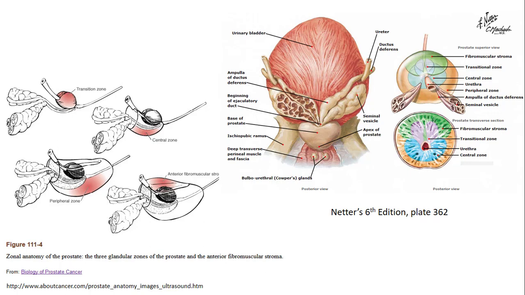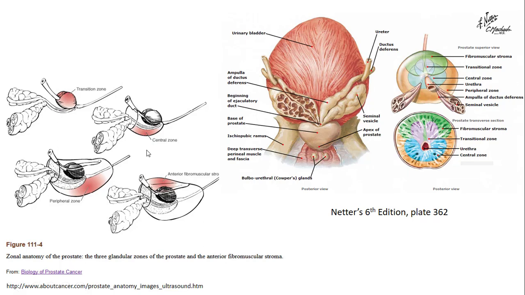And so the anterior fibromuscular stroma is the green part. And then the transition zone is that purple area. I've lost my cursor. There it is. The transition zone is the purple area here, and you can see how that transition zone wraps around the urethra, just like that. So it can cause some issues with the bladder. And then the central zone here is in blue, and it also wraps around the backside of the urethra, but where it's really wrapping around is the ejaculatory ducts. Then the ejaculatory ducts go into the seminal vesicles, and that's where you'll find some of the tumors.